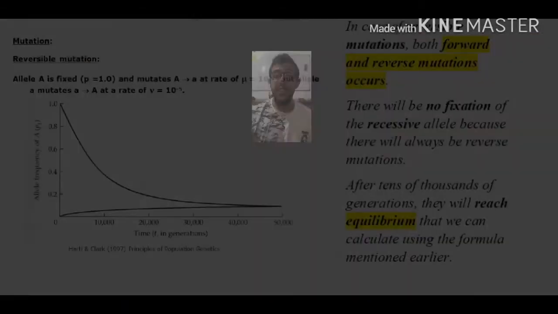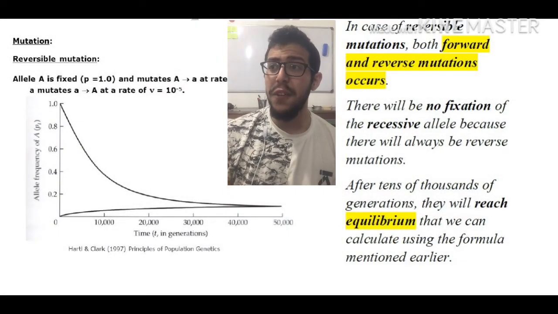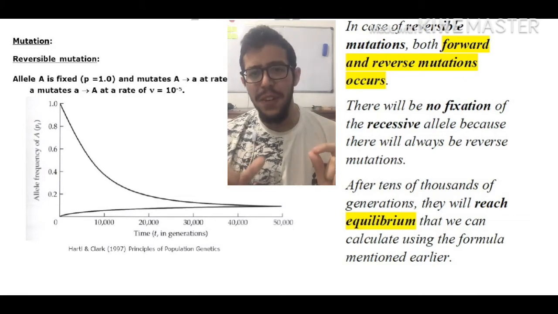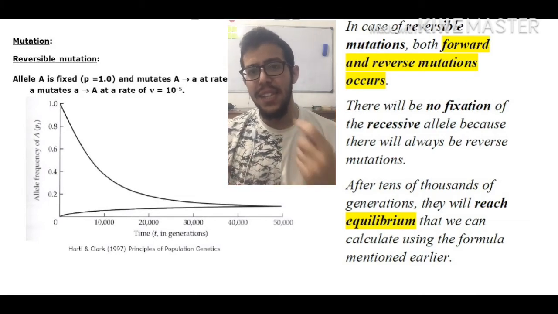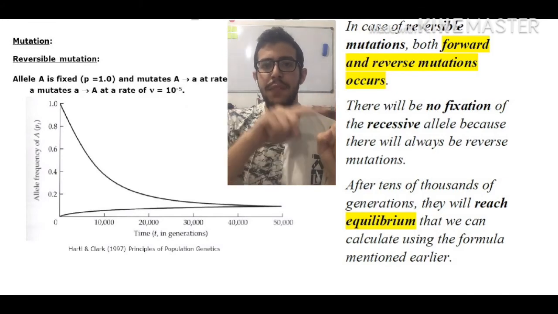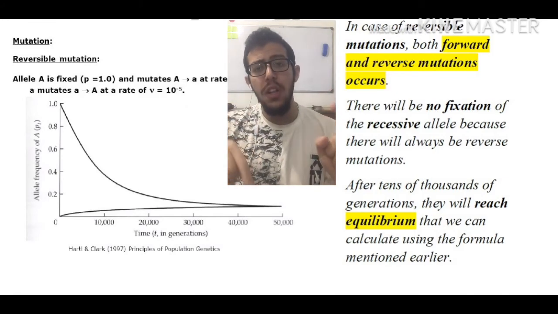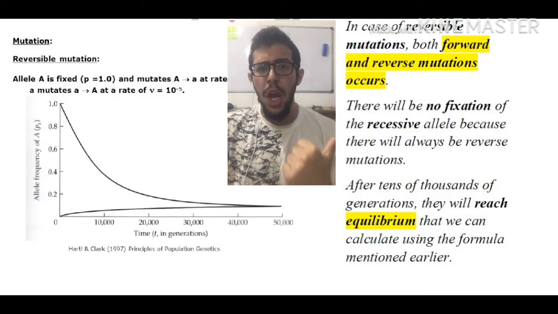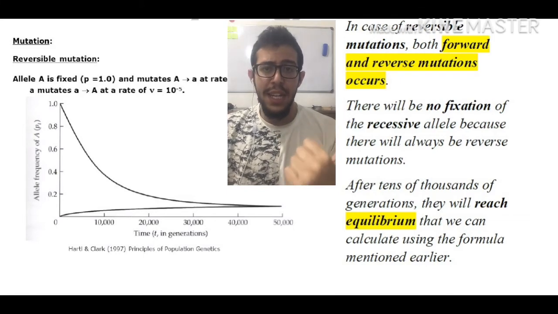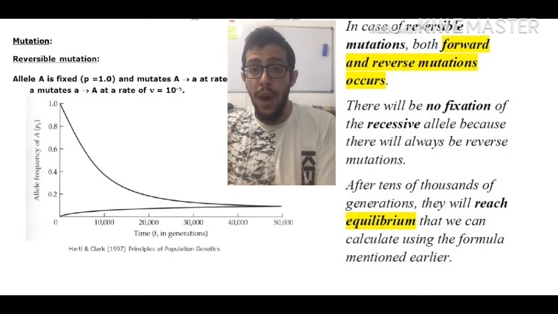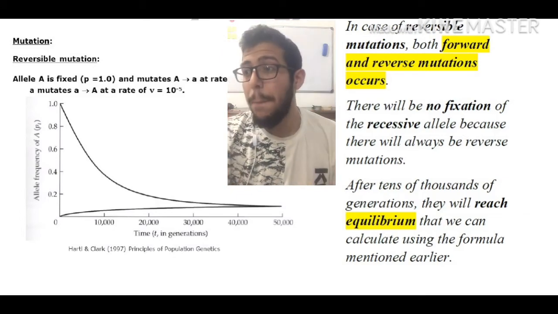Moving on to reversible mutations. In the case of reversible mutations, we are going to see both forward and reverse mutations. This tells us immediately that since we always have capital A's converting into small a's, and we also always have small a's converting into capital A's, we are going to have neither fixation nor loss of allele X or Y. So this is going to be extremely important.